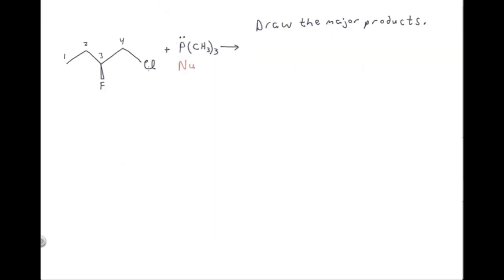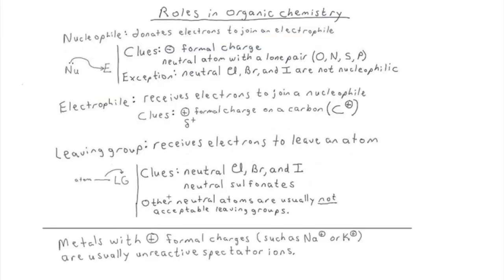Now we look for a leaving group. Well, we know that neutral chlorine can be used as a leaving group. Now, what about neutral fluorine? Is neutral fluorine an acceptable leaving group? Well, remember that neutral atoms are usually not acceptable leaving groups unless we've specifically learned otherwise. We've specifically learned that neutral chlorine, bromine, and iodide are good leaving groups. We've specifically learned that neutral sulfonates are good leaving groups. But what about neutral fluorine? We haven't learned anything specifically to tell us that that's a good leaving group, so no.